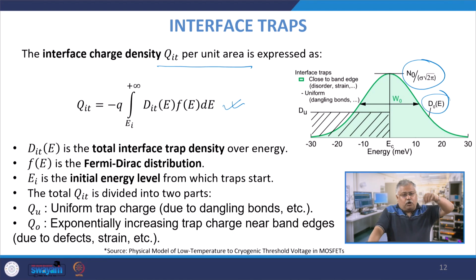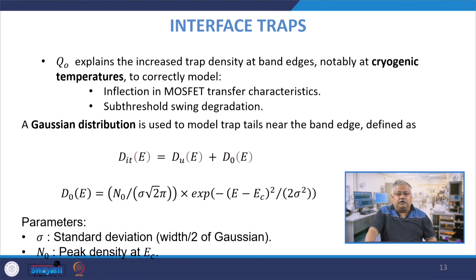The uniform charges are due to dangling bonds, those bonds which are not satisfied, they are always dangling in nature, so the charge density is always constant. There is a uniform charge density independent of space, whereas there is an exponentially increasing charge density near the band edges. Why? Because as you move near the band edges, because of defects and strain, the number of charge carriers exponentially increases. That also contributes to the overall interface trap charges.